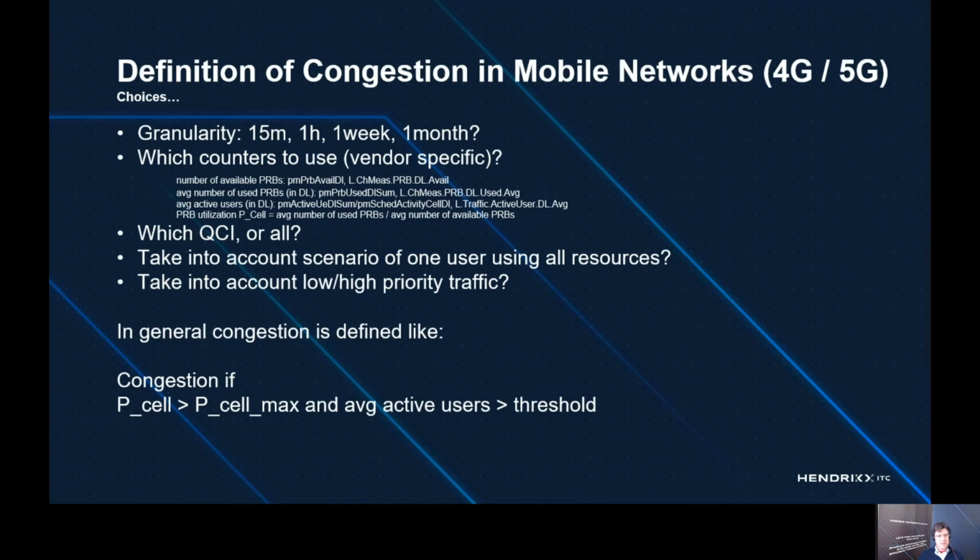But in the end, you get some kind of rule, like in the bottom of the slide, that the resources used in a cell, when they exceed some kind of threshold, the maximum resource that can be used in a cell, P cell max, when that is happening, then you speak of congestion. And also when the average active users in a cell are above some kind of threshold. This is a basic rule for monitoring congestion.